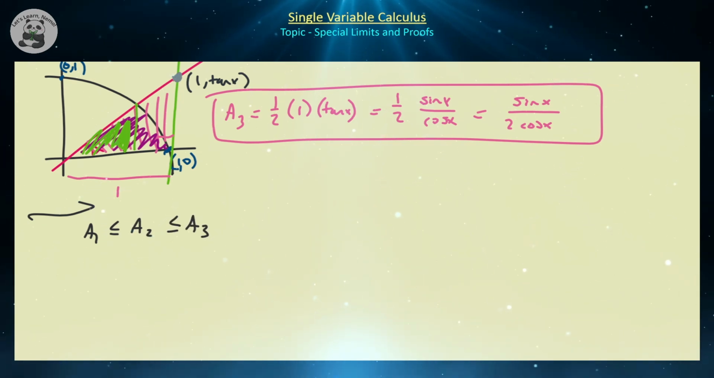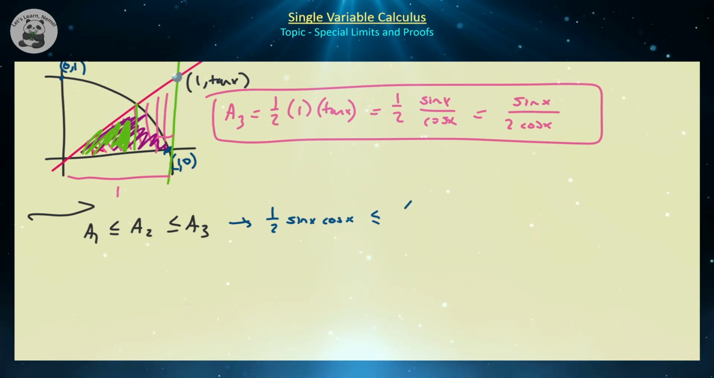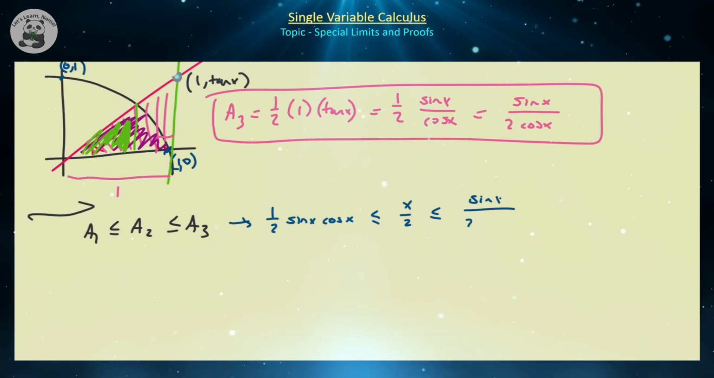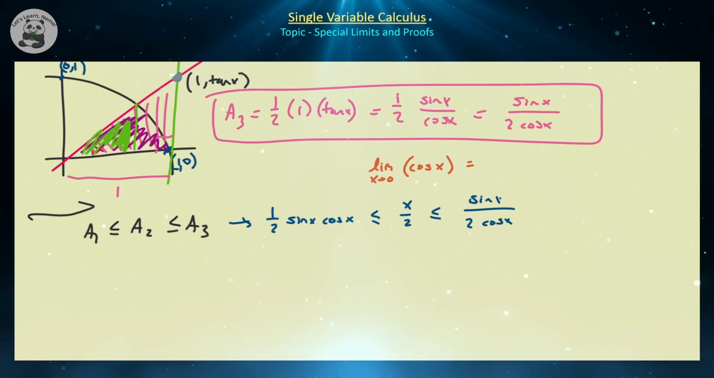So if we actually write down those formulas that we derived for each of those areas, what will we get? We're going to have 1/2 sine of x cosine of x is less than or equal to x divided by 2 is less than or equal to sine of x all over 2 cosine x. So one thing we do know is that the limit as x approaches 0 of cosine x is going to be equal to the cosine of 0, which is equal to 1. Right? And also notice that with our inequality, we have a 1/2 everywhere in this expression.